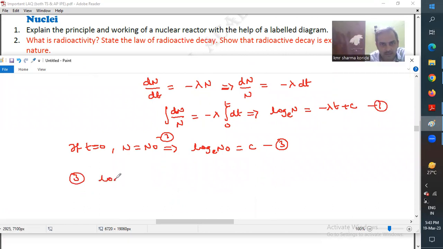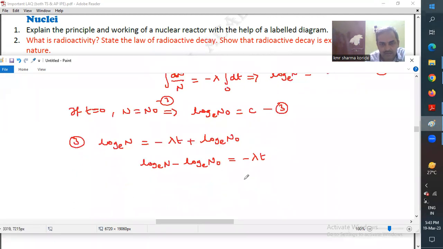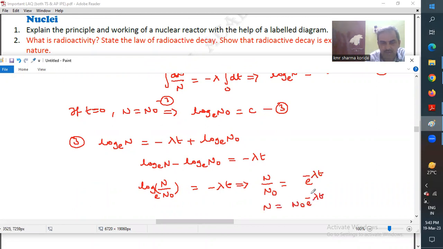you'll get log base e N is equal to minus lambda t plus log base e N0. Taking log base e N0 to the left side, log base e N minus log base e N0 is equal to minus lambda t. This can be written as log base e of N by N0 is equal to minus lambda t. And this can also be written as N by N0 is equal to e to the power of minus lambda t. Therefore N is equal to N0 e to the power of minus lambda t.